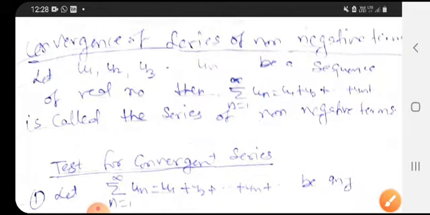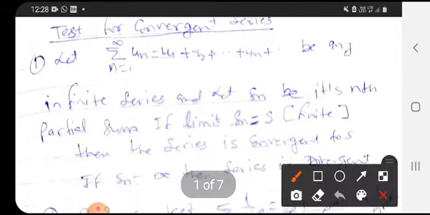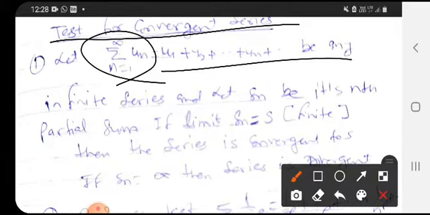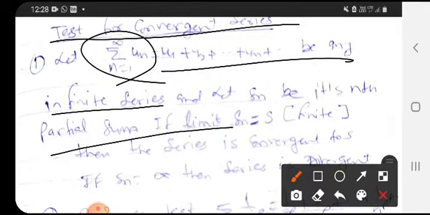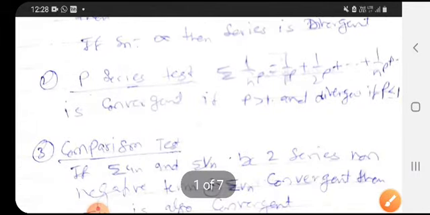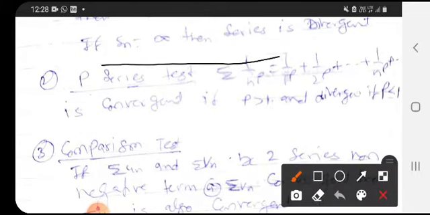Test for convergent series. Let summation n from 1 to infinity un, equal to u1 plus u2 through un, be any infinite series, and let Sn be the nth partial sum. Sn is equal to s, which is finite. Then the series is convergent to s. If s is equal to infinity, then the series is divergent.